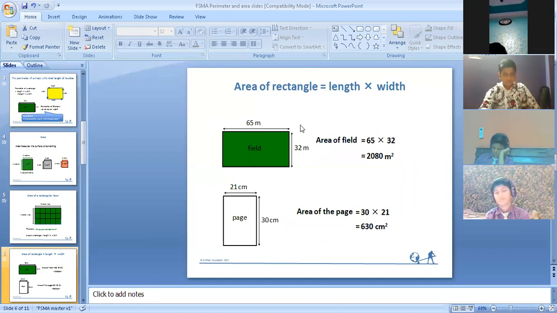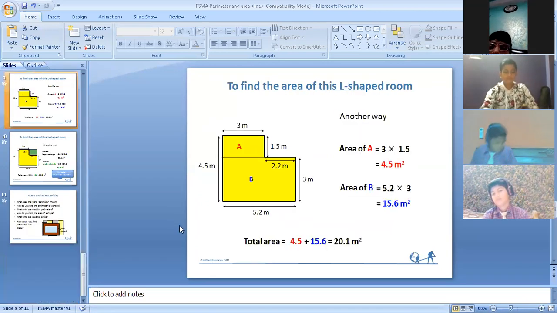If I find out the area of a rectangle, suppose here it is given 65 and 32. So I'll multiply because the formula is length into breadth. Same in case of a page. Here the lawn is in a landscape way. Here it is in a portrait way. So again, it will work in the same manner. 30 into 21. That will be 630.